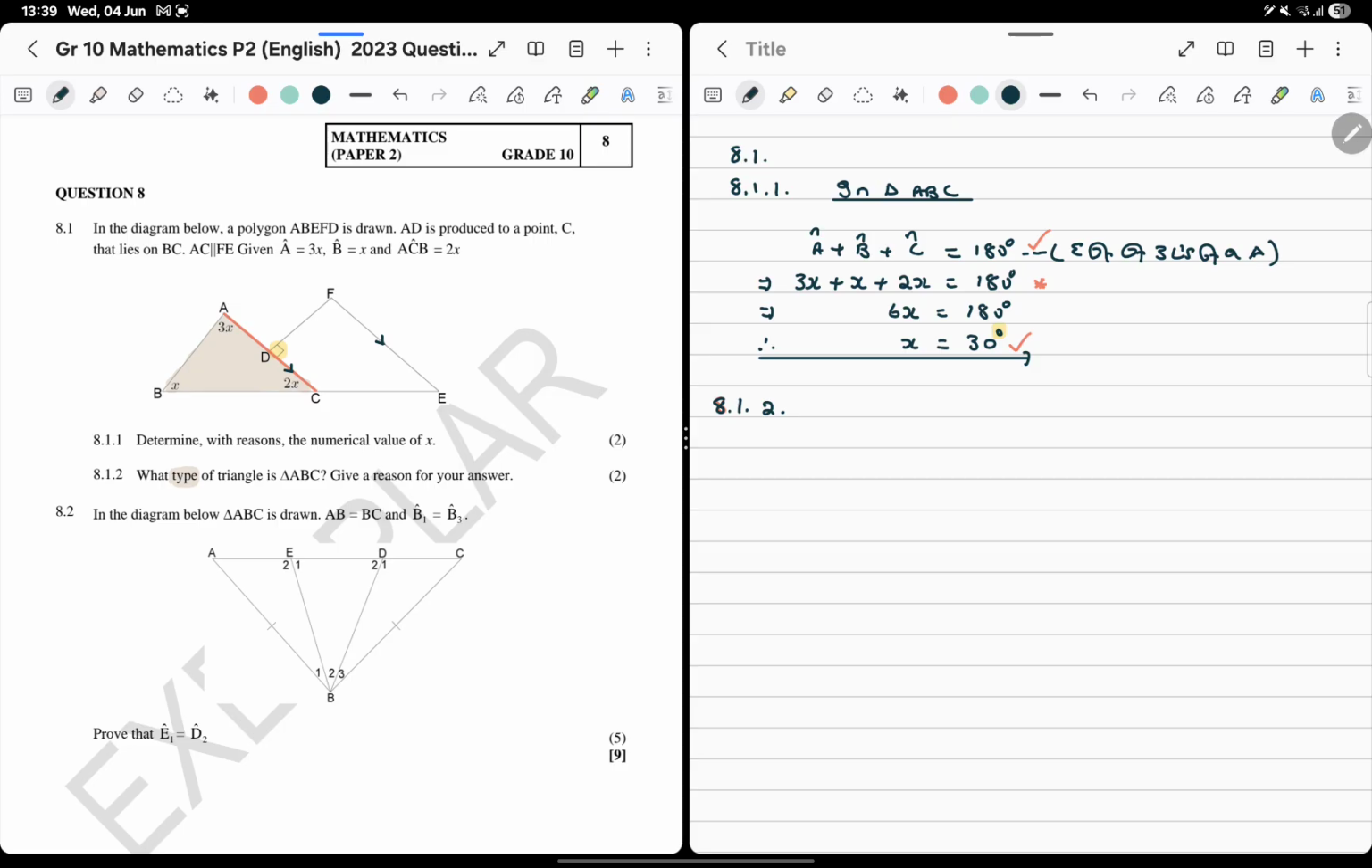No questions about it. But of a scalene triangle, there's different types. There's obtuse angled, acute angled. What is it? If x is 30, this becomes 90 degrees, because 3 times 30 is 90. So this is a right-angled triangle.